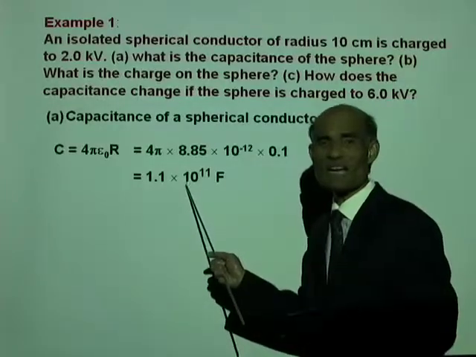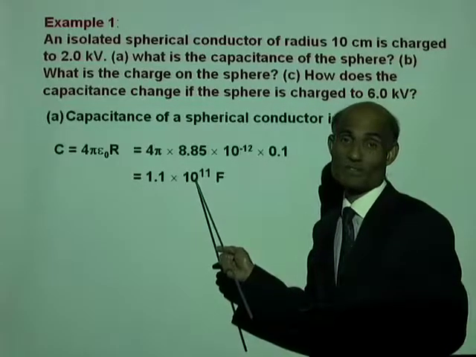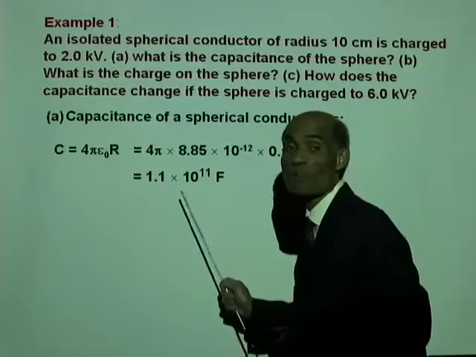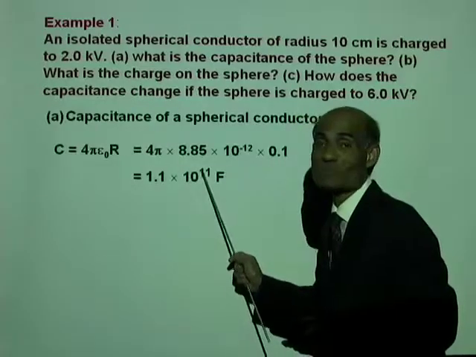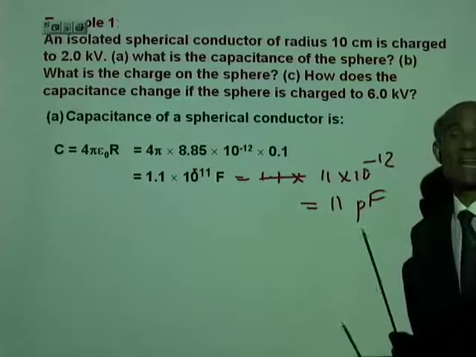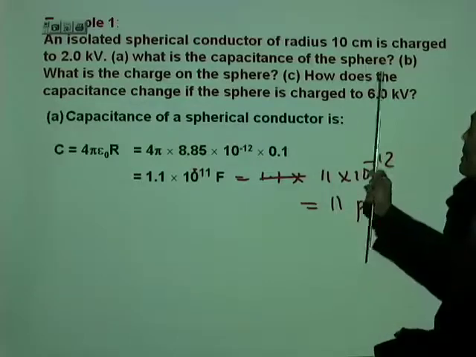Can you imagine something that has as high a farad like this? This is a tremendously high value. Now, can you write this in terms of picofarad? 1.1 times 10 to the negative 11 is the same as 11 times 10 to the negative 12, which is 11 picofarad. So the capacitance of the spherical conductor is 11 picofarad. Alright, what's the next one?